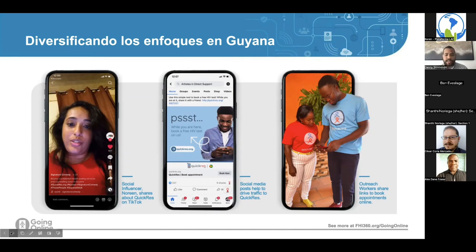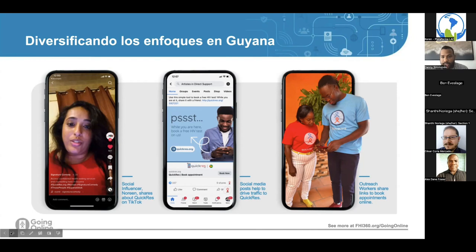The first image, which is on the left of your screen, is a social influencer, Noreen, who is talking about QuickRes on her TikTok profile. Noreen is a comedian, so she would have been in a skit where QuickRes or RT's indirect support was mentioned. And just after that show, she went on her TikTok to provide some clarifying details about QuickRes and how people can access services. We see just over 500 people engaged with that one post. And there are several others like that from Guyana.